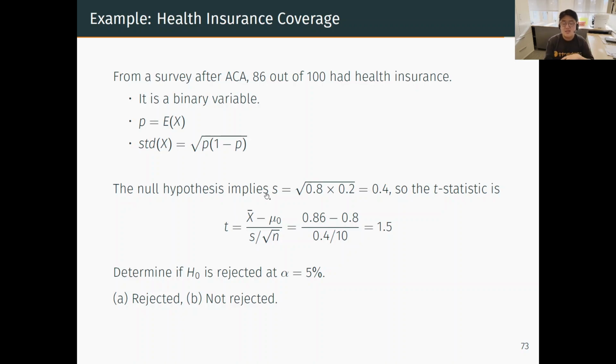When you calculate the t-statistic, it's still the first step to make the decision, and in this case, the null hypothesis is assumed true. Then the t-statistic is calculated this way: the data is 86%, your belief is 80%, and standardized this way, it is 1.5. Then determine, just based on the t-stat, or you may calculate the p-value, whether the null hypothesis is rejected or not at the 5% significance level.